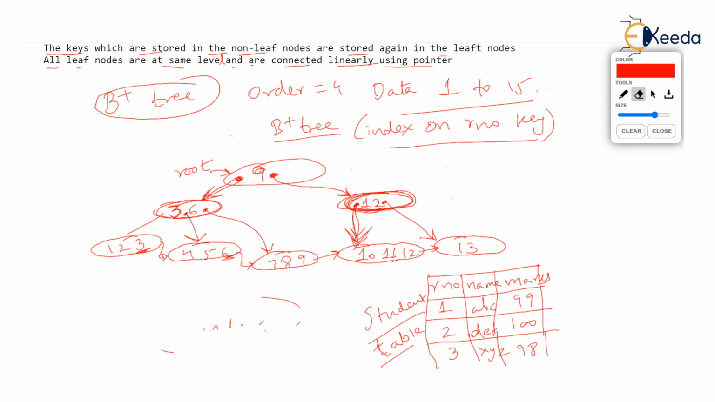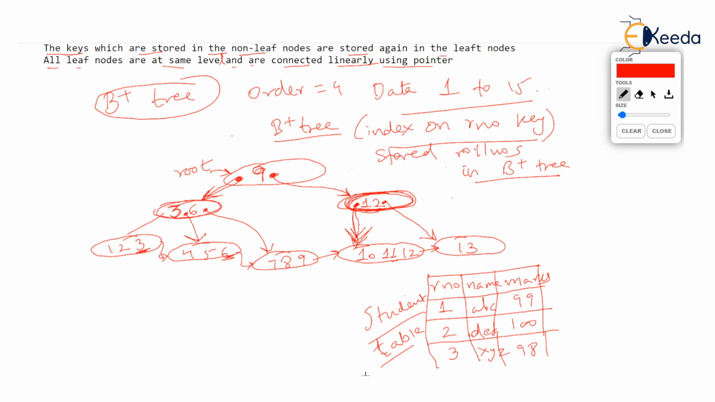So what am I up to? Please try to understand. What are we trying to learn? Now we have stored roll numbers in the B plus tree. But what about name and marks?